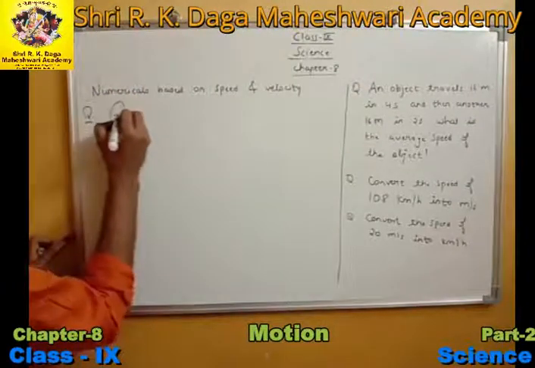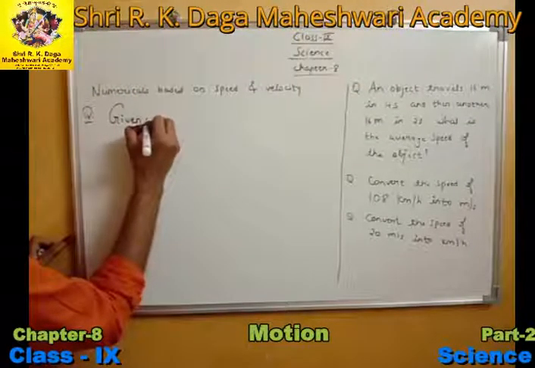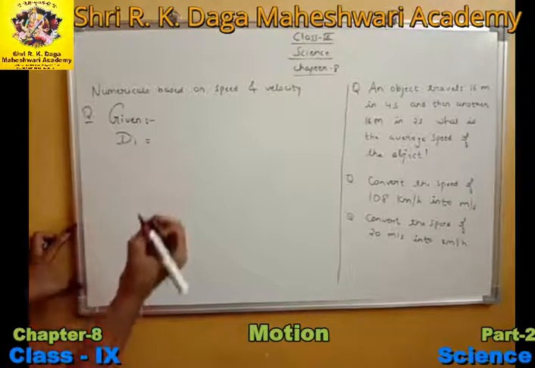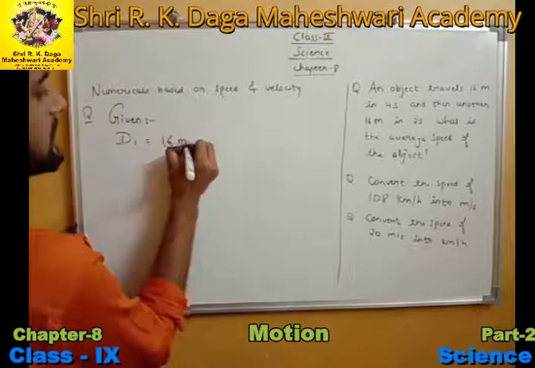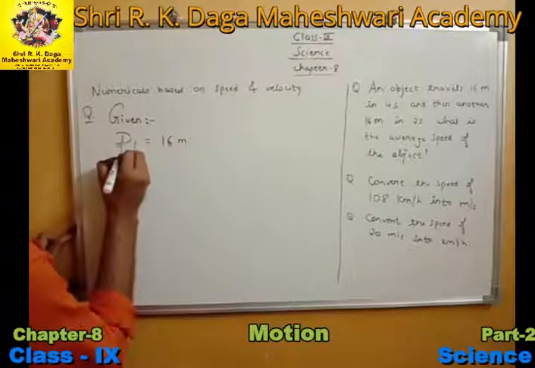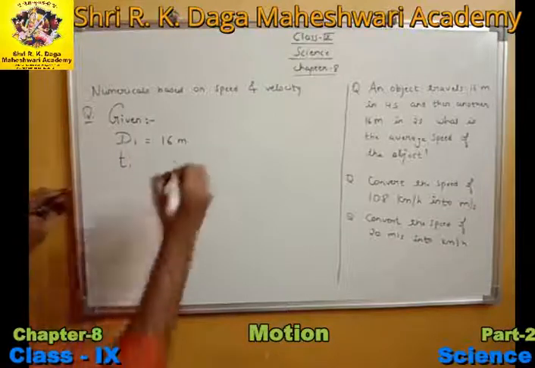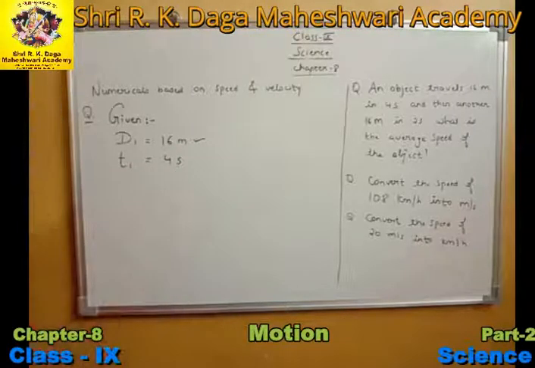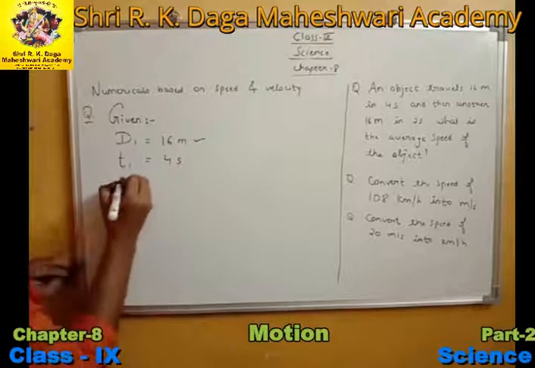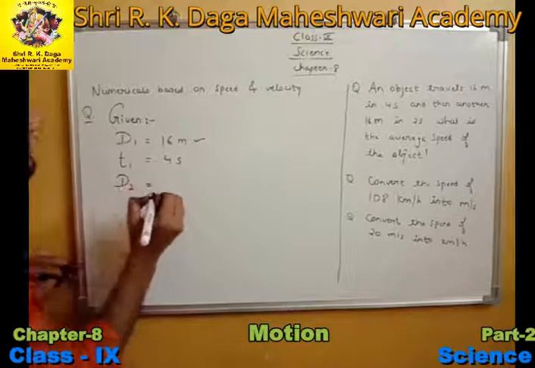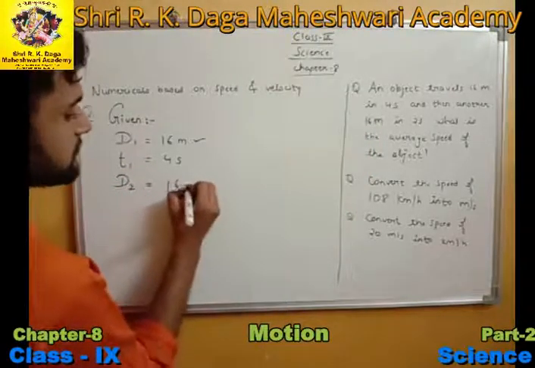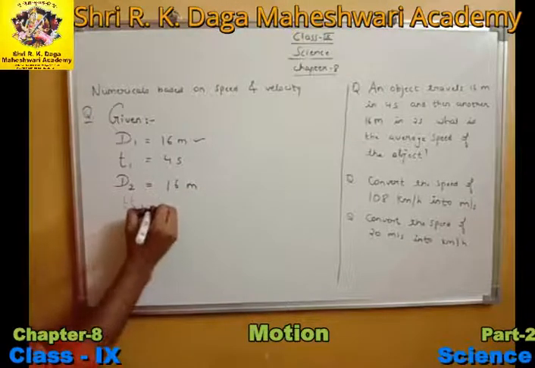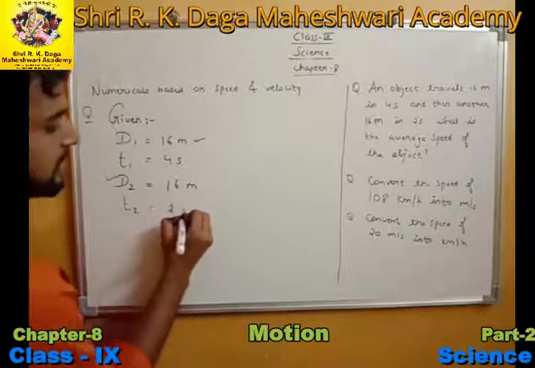So first of all, we have to write what are the things given to us in our question. Distance d1 is given to us, that is 16 meter, and the time taken by the object to cover this distance d1 is t1, and that is 4 seconds, right? Similarly, the distance traveled by the object, that is d2, is again 16 meter, and the time taken to cover this distance d2 is 2 seconds.